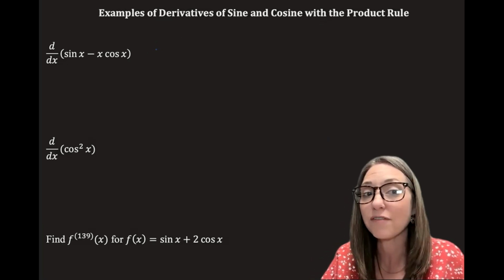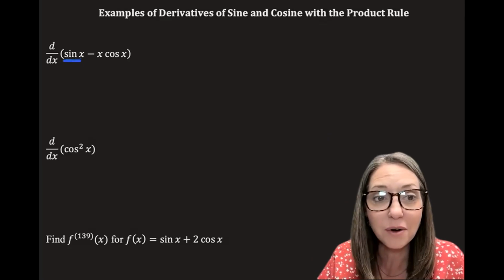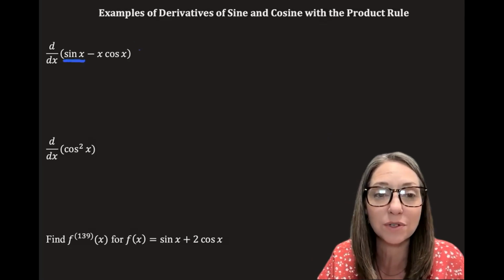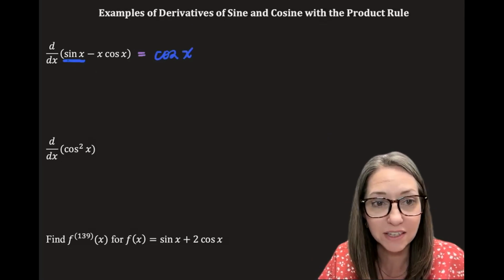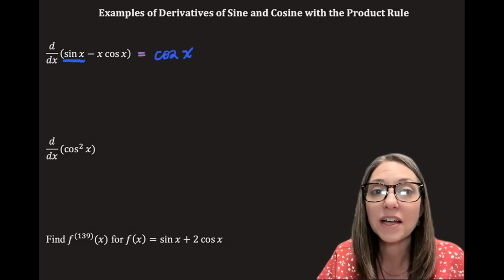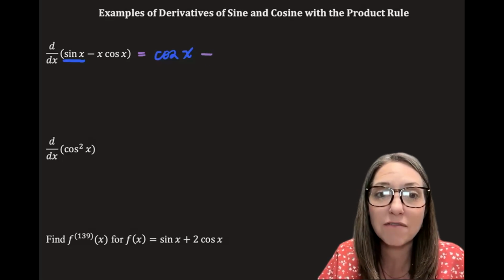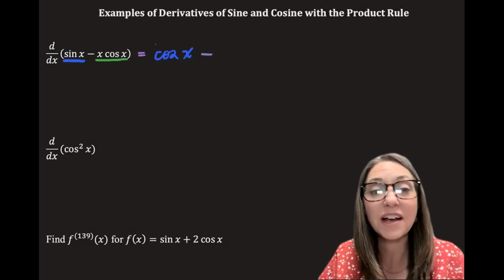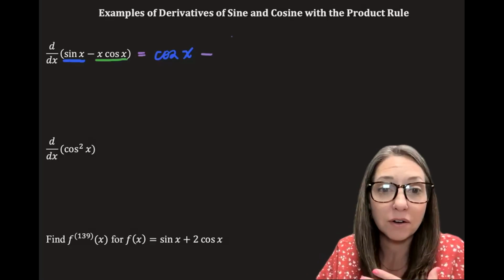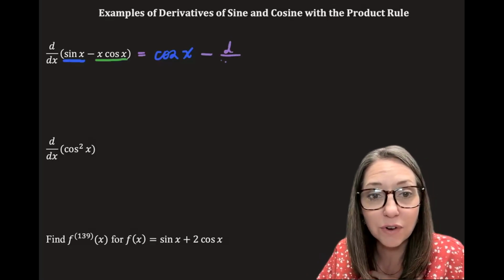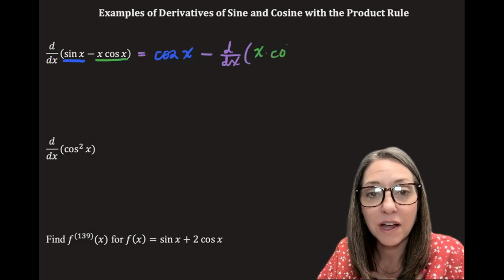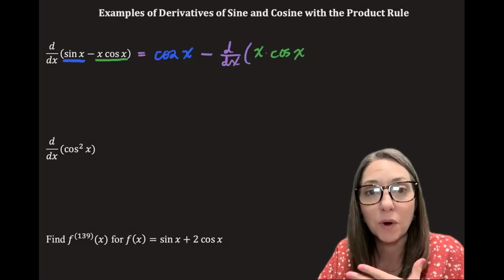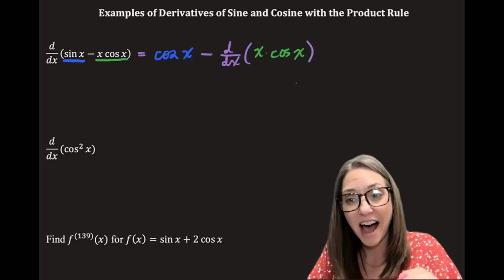So the starting point for these is that, hopefully you already know, the derivative of sine of x is equal to cosine of x. So first step is that this is equal to cosine of x, because that's the derivative of sine. Now, it's minus the derivative of x times cosine x. Well, for that, we're going to use the product rule. So I'm going to write it as derivative of x times cosine x. And then on my next step here, we're going to use the product rule because that's x times cosine x.